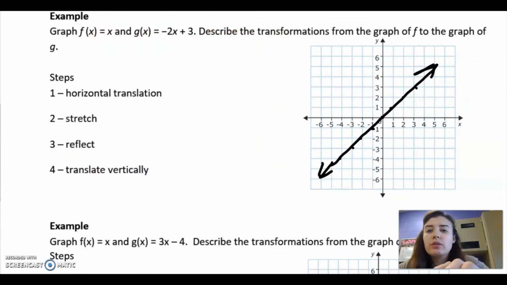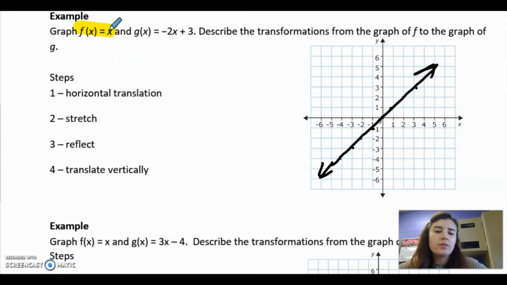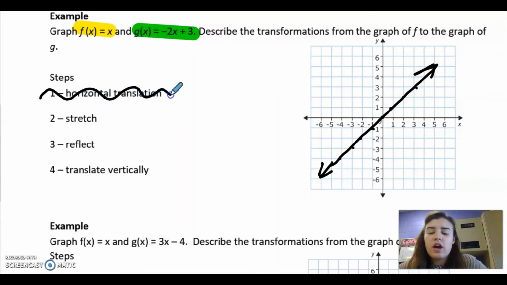So we have just a real simple parent function, and it's just f of x, so we got that graphed already. And now we have our new function, and it is negative 2x plus 3. Okay, we're going to describe it, and then we're going to graph it. So is there a horizontal translation? Well, we just talked about that. That's our minus h on the inside with x, and we do not have a minus h there.